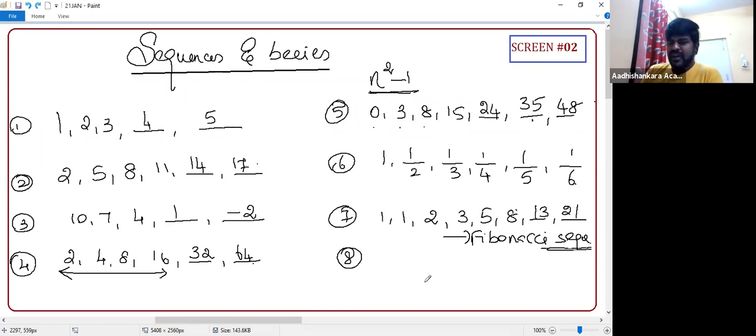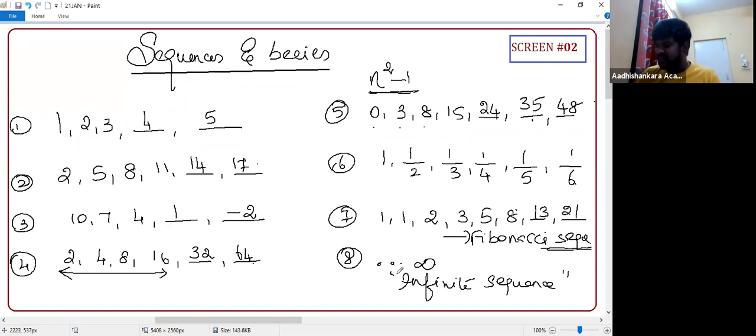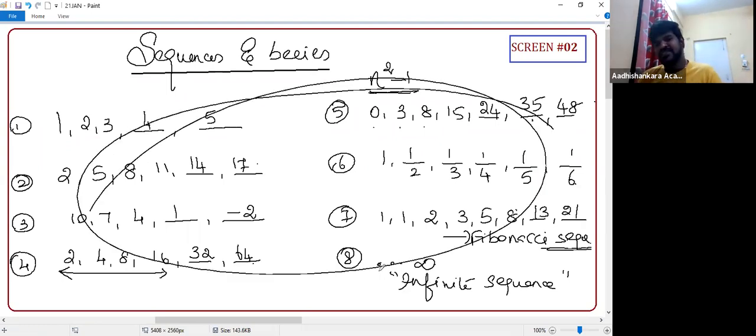You can write, guys. How many sequences can you write like this? Infinite number of sequences you can write. So I used the word sequence, not series, student. I'm using the word sequence. Clear? So now, I'm going to say these are all called sequences.